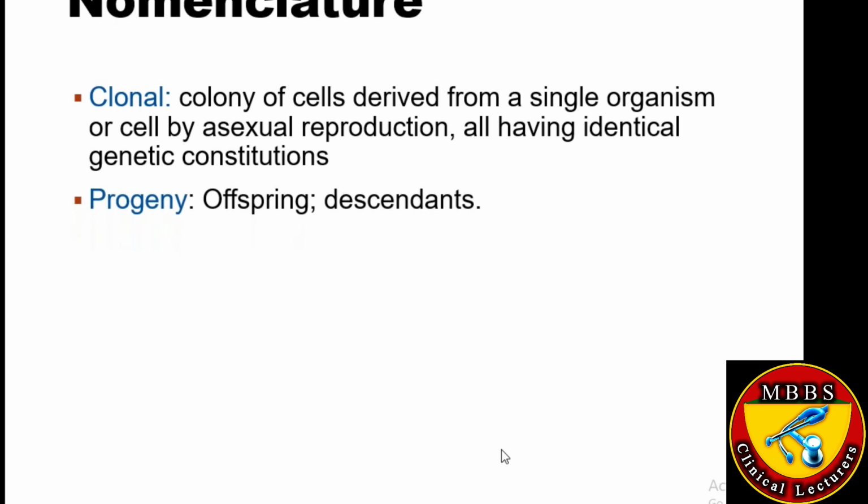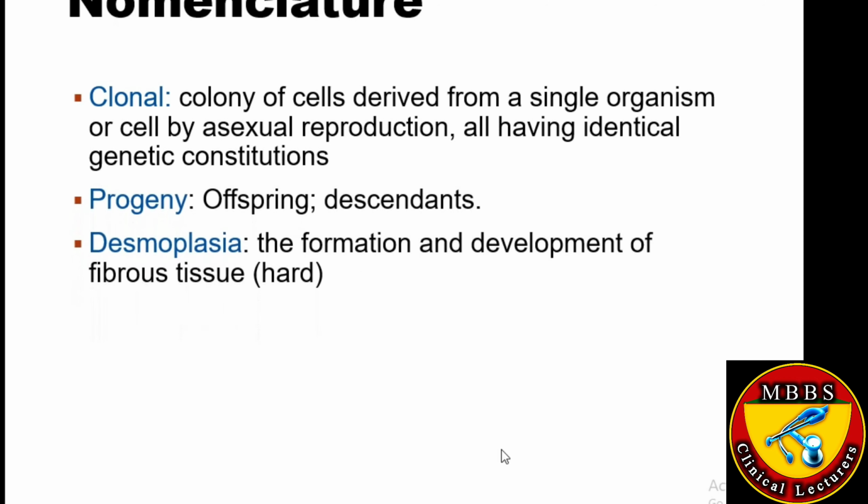Now progeny. We all know that progeny means offspring cell or descendants. Desmoplasia, you will find and see a lot of desmoplasia in the malignant tumors. The malignant tumors form and develop fibrous tissue. So when there is a hard fibrous tissue within the tumor, we call it desmoplasia, and it is one of the features of malignant tumor. Sclerus is one step ahead of desmoplasia, and in this the tumor becomes stony hard.